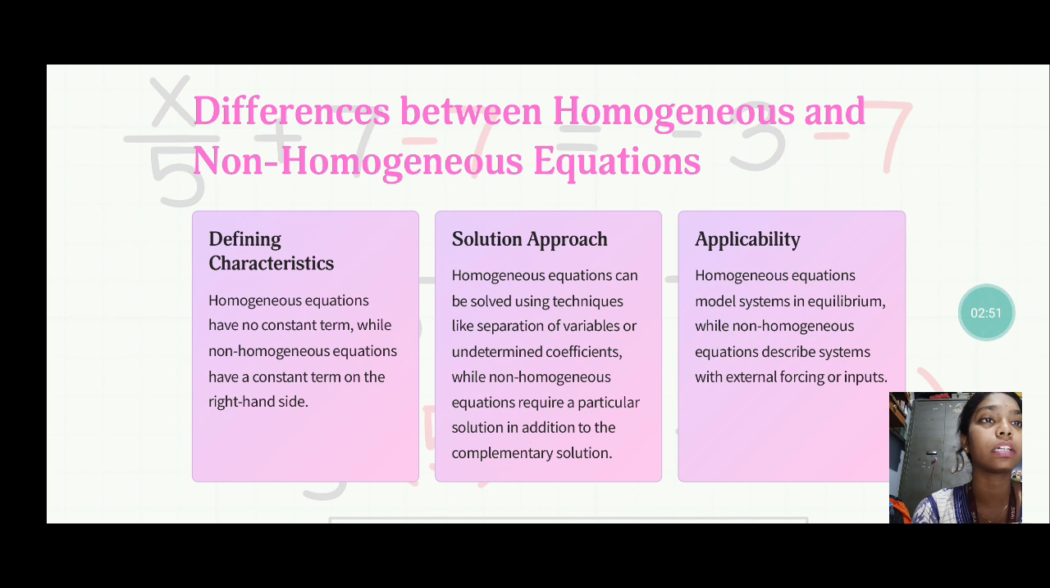Now, applicability. Homogeneous equations model systems in equilibrium, while non-homogeneous equations describe systems with external forcing or inputs. We can explain applicability of non-homogeneous equations by the external forcing or inputs.